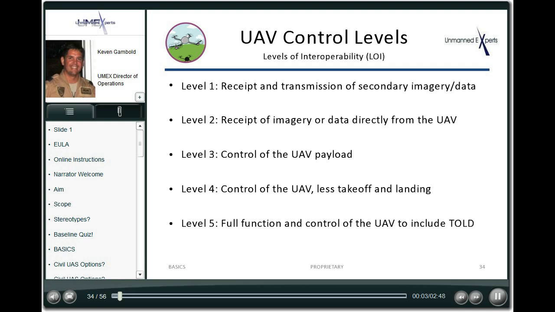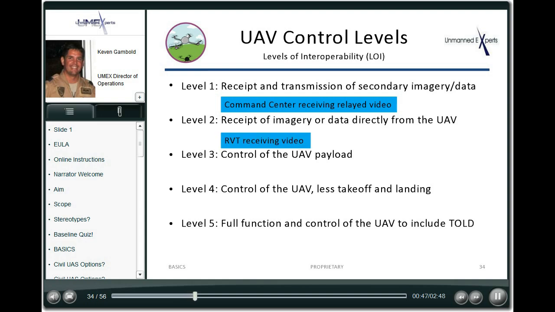Next concept I want to explore for the rest of the course is one called levels of interoperability, or LOI. In essence, this is how much control you have over your unmanned aircraft. So we start obviously with level 1. Definition is a receipt of secondary imagery or data. And this is basically, the example we have is a command center receiving relayed video. So you're not getting information directly from the UAV, someone's passing it to you. And clearly at level 1 you have absolutely no control whatsoever over that unmanned aircraft or the data you're receiving.